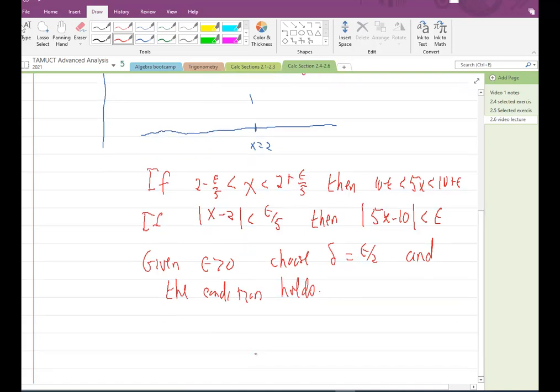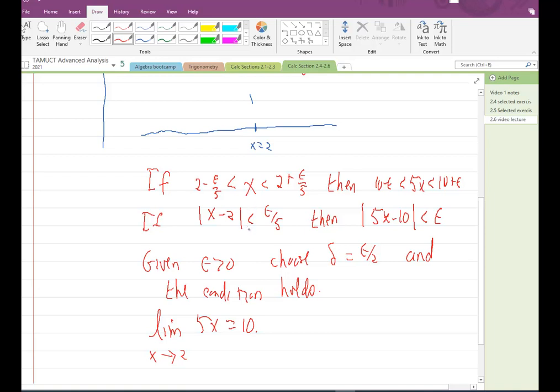Okay, and what that means is that the limit as x approaches 2 of 5x equals 10. So given any epsilon, I can choose an appropriate delta. Now I could have chosen delta equals epsilon over 3 as well. That's smaller than necessary, but that's fine.